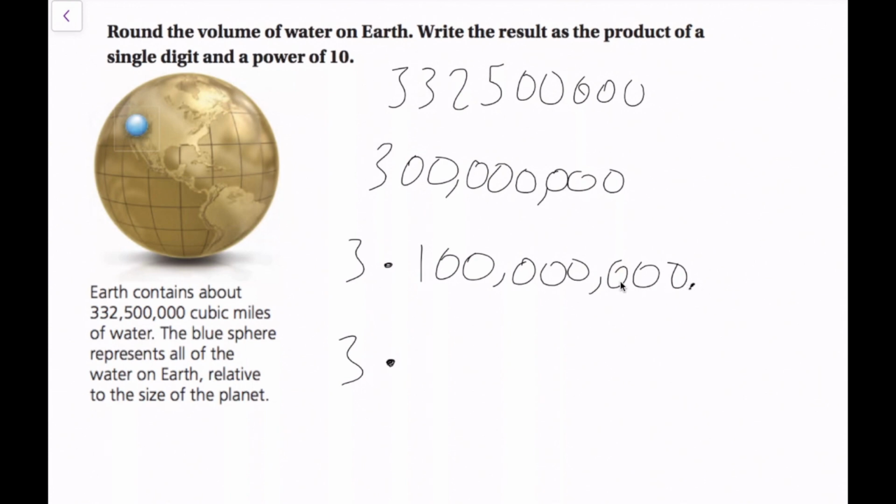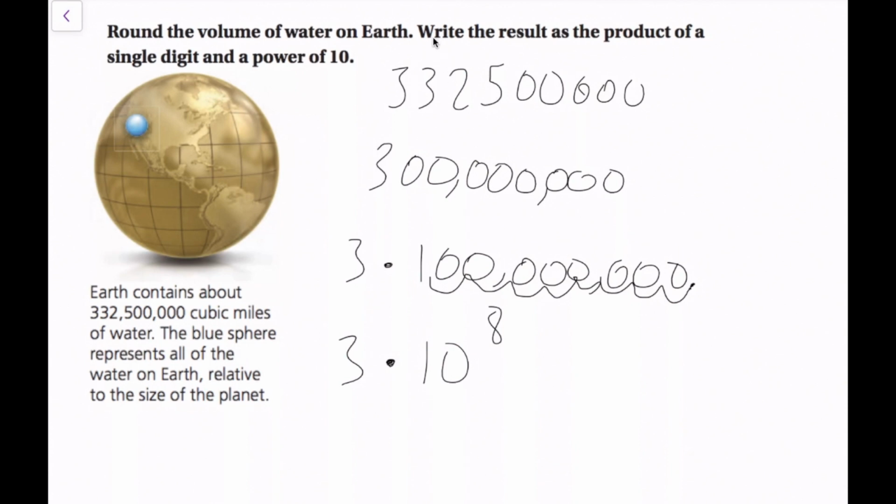So 1, 2, 3, 4, 5, 6, 7, 8 zeros. Or you could go 1, 2, 3, 4, 5, 6, 7, 8. Either way, we know that this is going to be 10 to the 8th power. I'd probably recommend doing the zero method. Just count the number of zeros once you've broken it down. So now that we know that this is 10 to the 8th power, if you do this out, 10 to the 8th power, you are going to get 100 million.